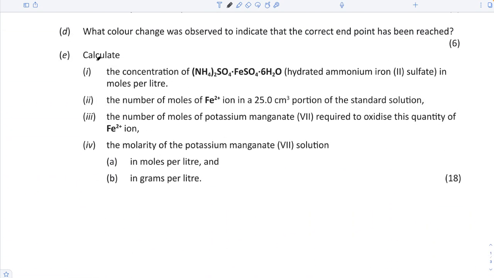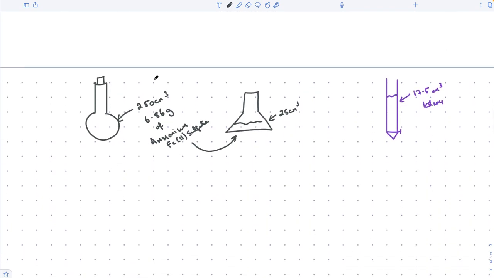So it says to calculate the concentration of the hydrated ammonium iron 2 sulfate. So what I need to do is get it in moles per litre. I don't have any information about moles in this scenario. What I have is grams. So I have the mass, and the mass at present is 6.86 grams. How do I go from grams into moles then? What's the connection? The connection is to use molar mass.